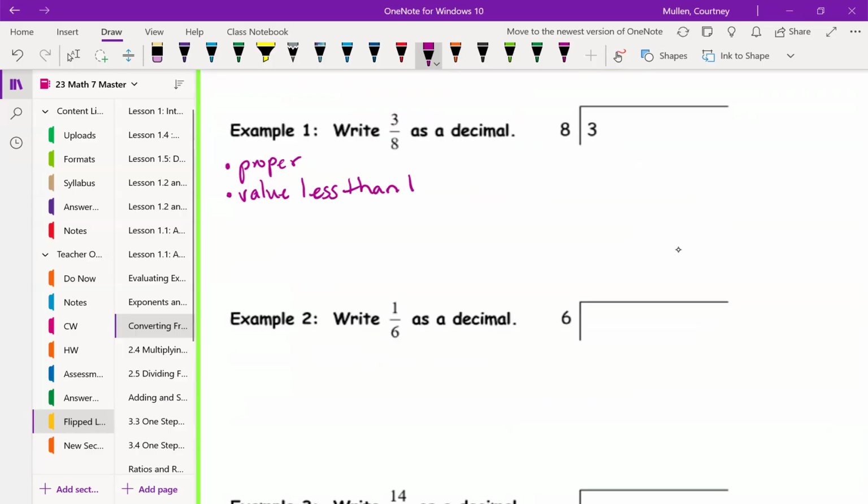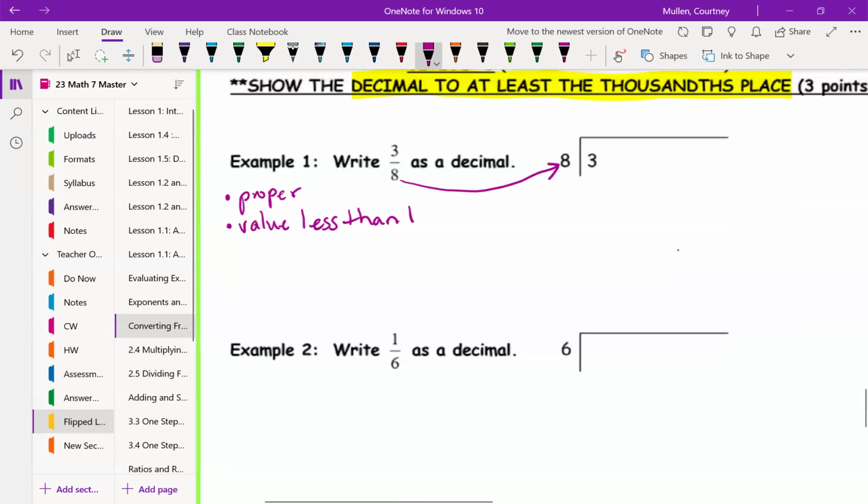So as we see here, the divisor goes outside the house, the division box. So that's the divisor. What's the other one called again? The dividend, that's right, goes inside the division box. And now we just need to divide.